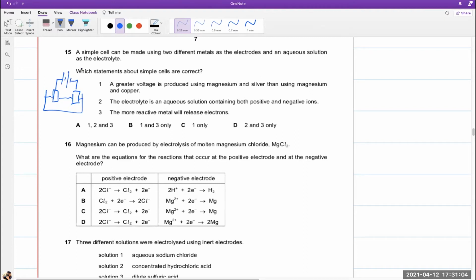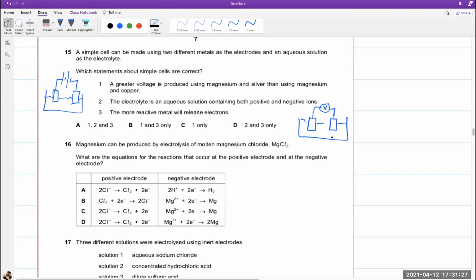What I've drawn here is electrolysis, and what I'm drawing here is a cell. Common things: both of them have two electrodes, metal pieces that are dipped. Both of them have electrolytes.